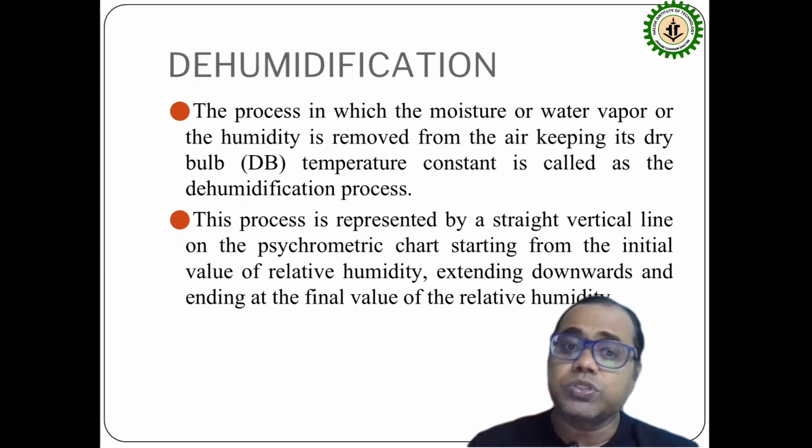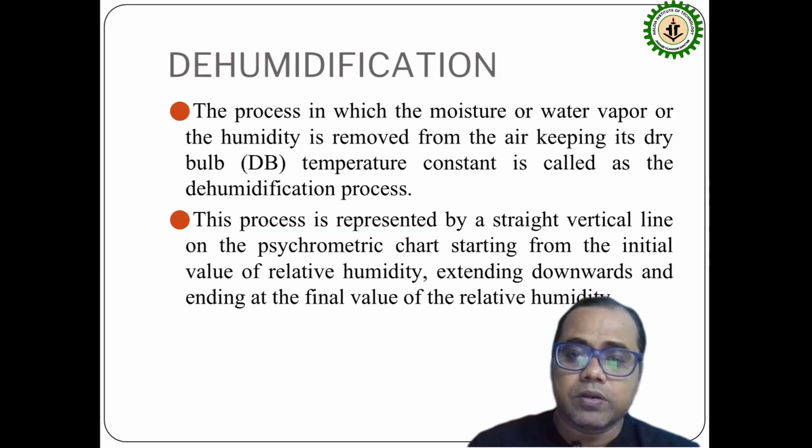Dehumidification is just the opposite of the humidification. Humidification, I have told, is the addition of moisture in the air, but dehumidification is just the removal of moisture. The process in which moisture or humidity is removed from the air, keeping its dry bulb temperature constant, is called the dehumidification process. And this process is represented by a straight vertical line on the psychrometric chart, starting from the initial value of the relative humidity, extending downwards and ending at the final value of the relative humidity.